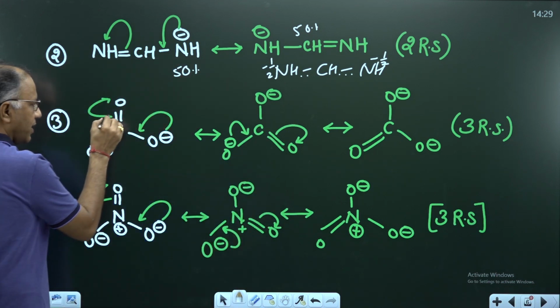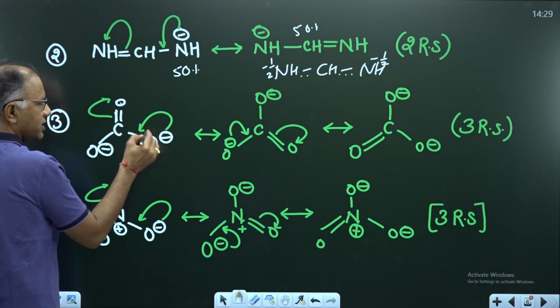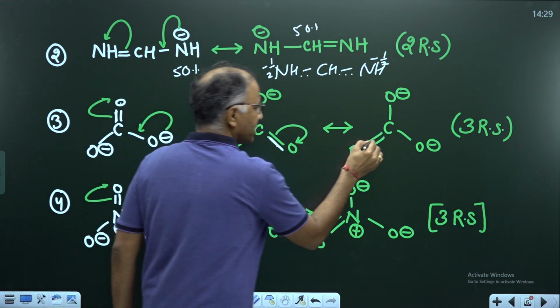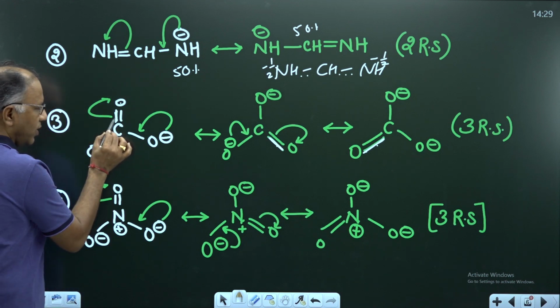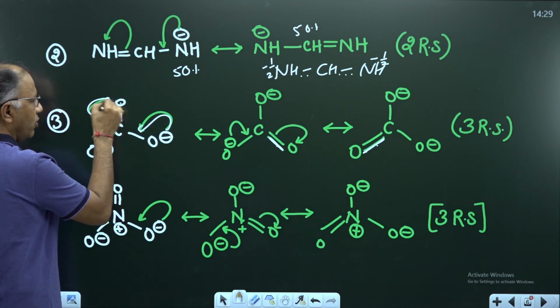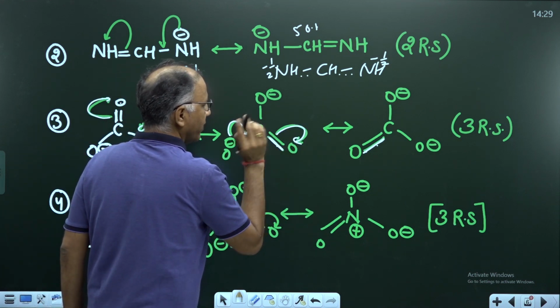Similarly, in this example, the pi bond will be between carbon and oxygen. In this RS, the pi bond will be between these two, carbon and oxygen, and in this RS, the pi bond is between carbon and oxygen. So how to draw RS? Double bond conjugation with lone pair. Convert lone pair to pi bond and pi bond to lone pair.